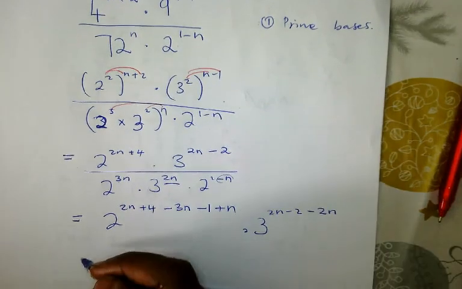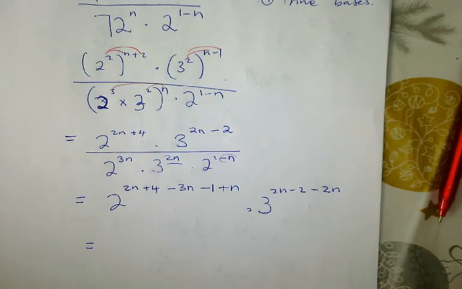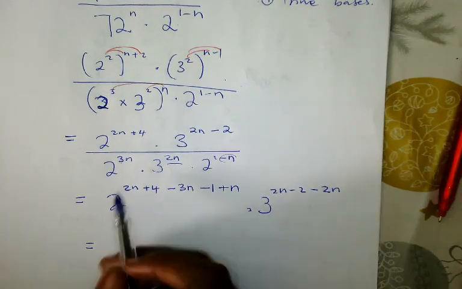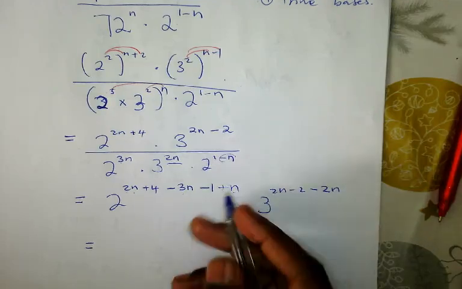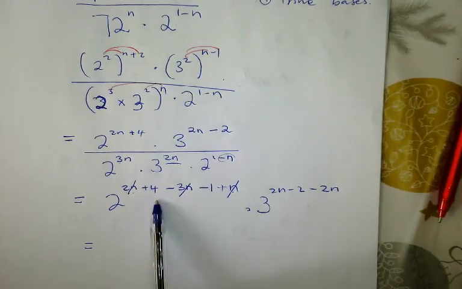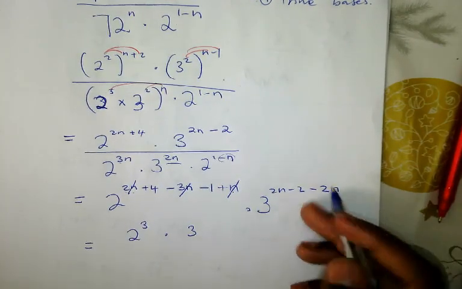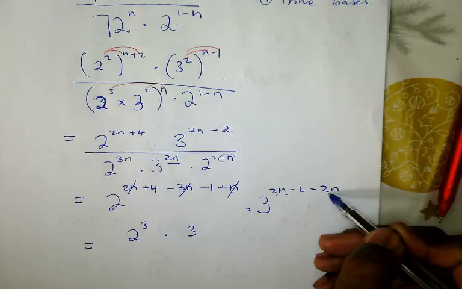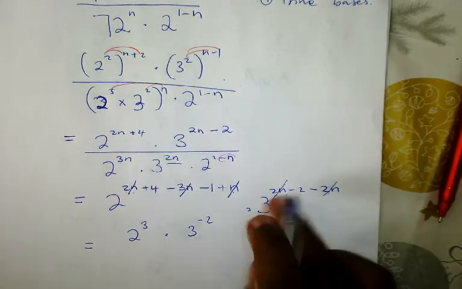And then I'm going to start my cancellation process. 2n plus n is going to be 3n. 3n minus 3n is going to be 0, it goes away. And 4 minus 1 is how much? 3. Let's go to this one. 2n, negative 2n, it cancels out, and then we are left with a negative 2 there.